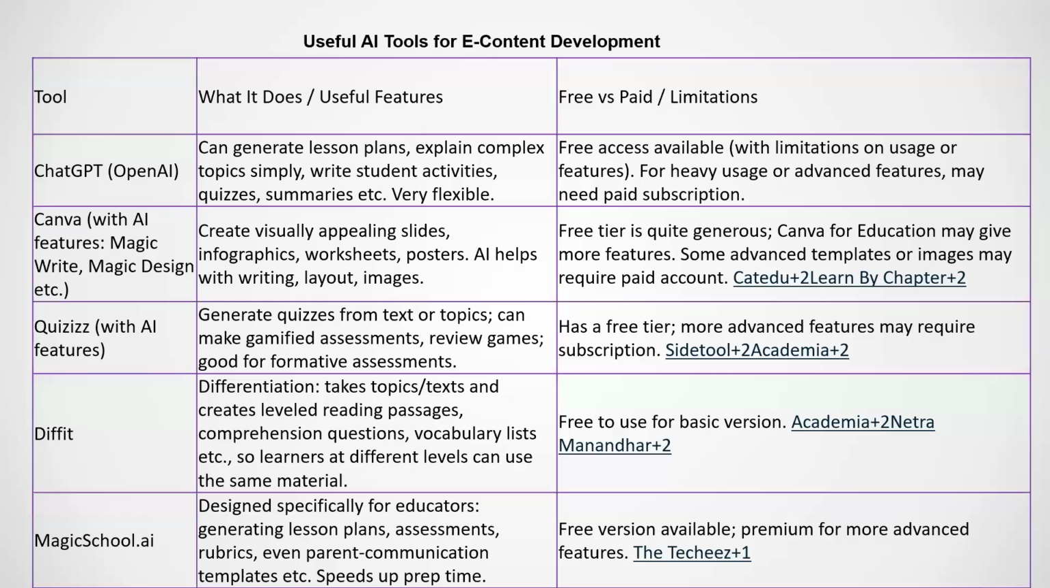Please use Canva because it gives a free tier and it is quite generous. Third, quizzes with AI features, Diffit. It also helps us to find out the differentiation in different topics and texts. The fifth one talks about MagicSchool.ai, designed specifically for teachers, generating lesson plans, assessments, rubrics, even parent communication templates. Kindly use this only as a supporting tool. Please don't use this as your core work.